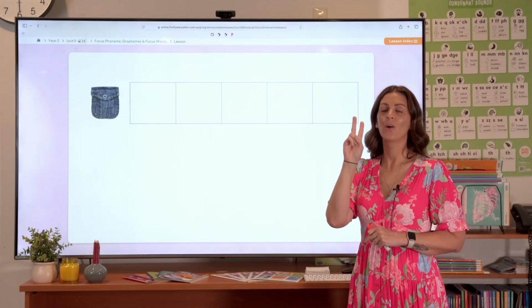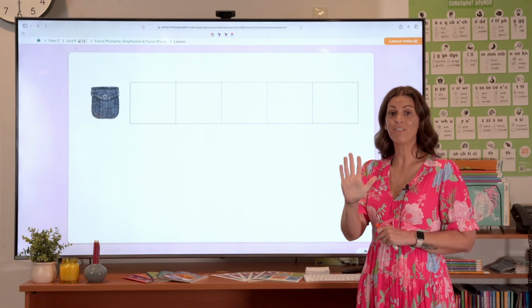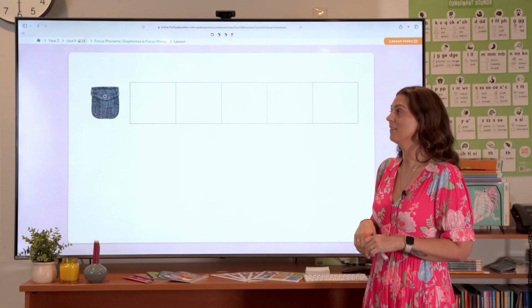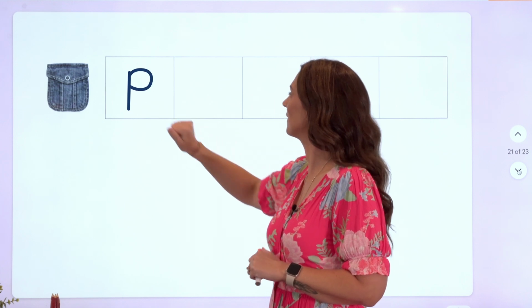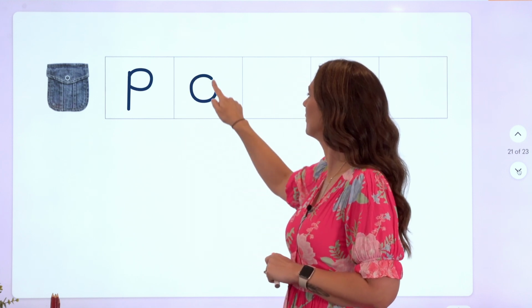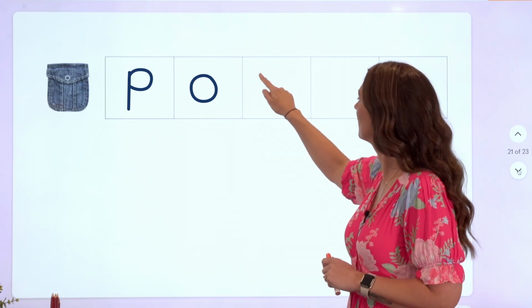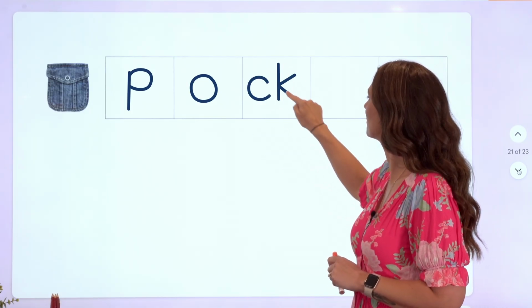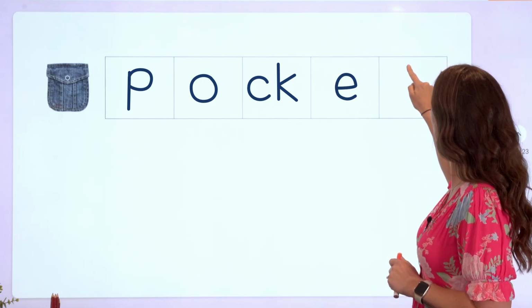Pocket. P, O, K, E, T. There's 5 phonemes in this word. Let's have a look how that one's segmented. P, grapheme P, O, O. Remembering what we just spoke about, K, CK, because it's after that short vowel sound, and T.